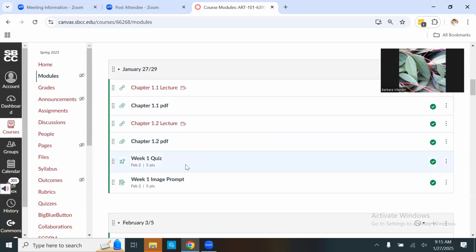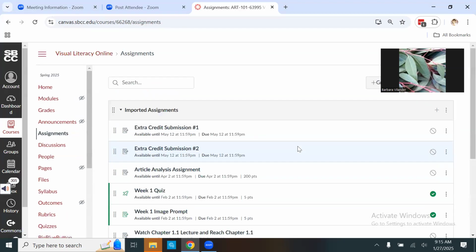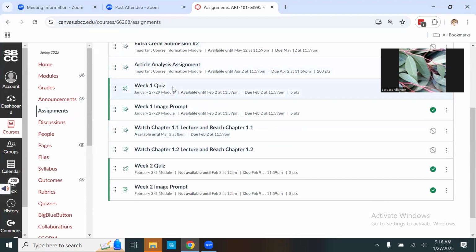And then if there's a quiz that week and or an image prompt, depending on your course, you'll find those there too. So again, if you go in assignments mode, you're not going to see those recordings. You're just going to see the week one quiz and the week one image prompt, okay? So, all right, let's go back into modules.